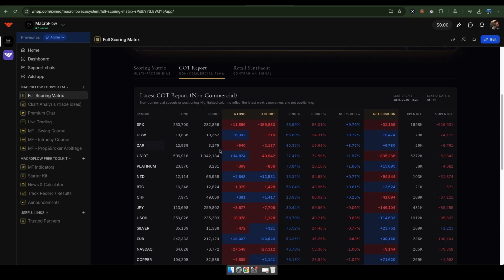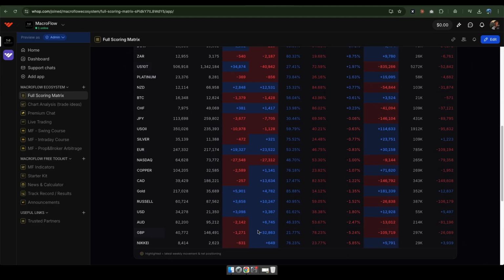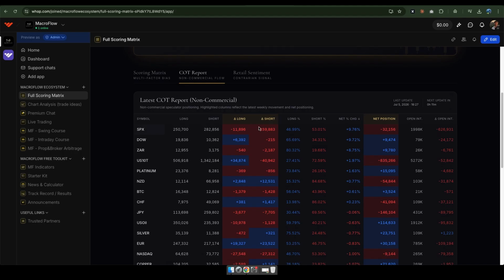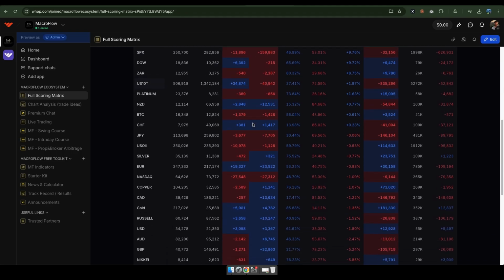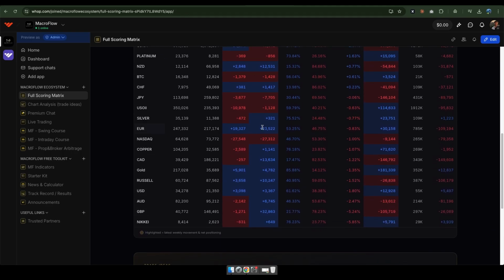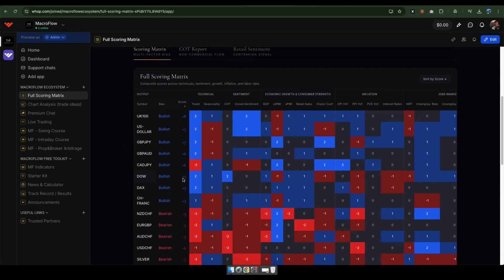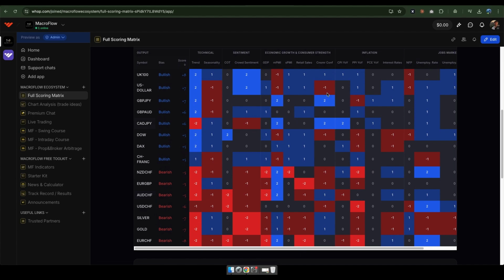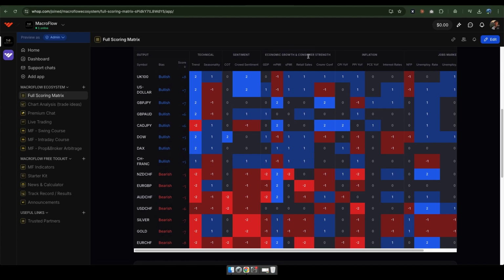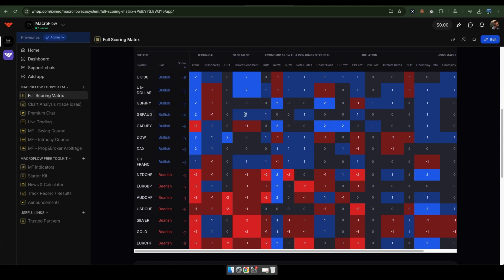You can see better here in the COT report. GBP, they added 32,000 contracts on the short side. This is the last week change from institutions on each asset, okay? And euro, they added 19,000 contracts on the long side. So the scoring matrix is telling us that GBP is bearish, also based on all of these other economic, jobs market and inflation factors.